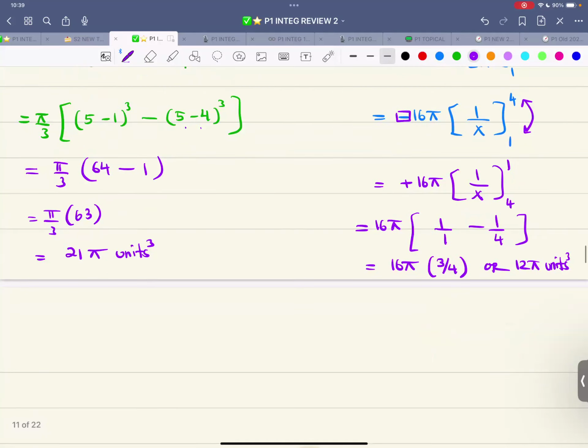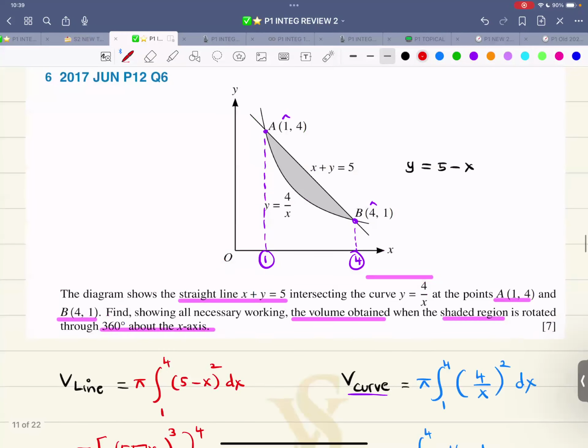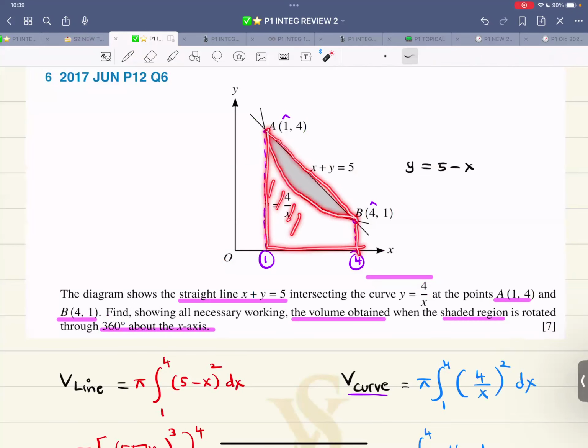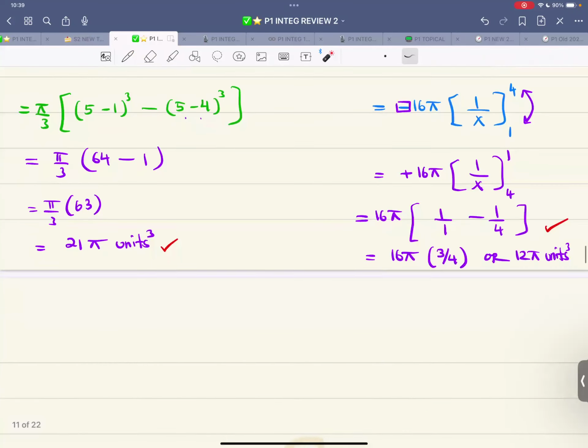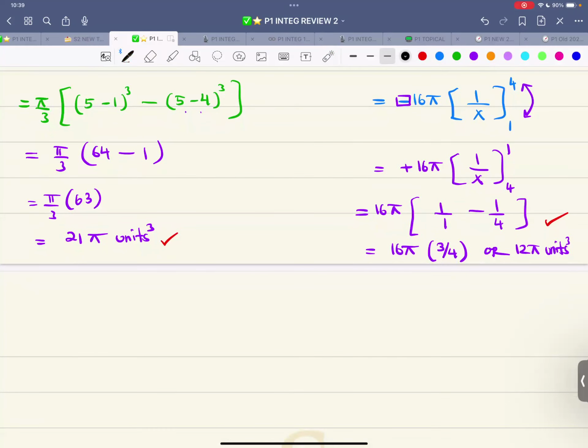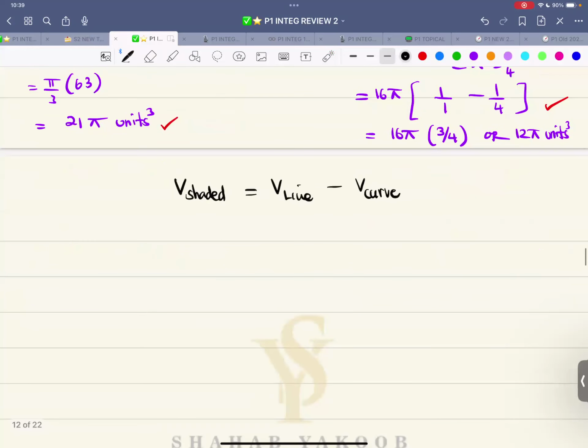Now the volume under the line is greater. The volume under the curve is lesser, which is naturally correct because the line is higher. It produces more volume. The curve is lower. It produces lesser volume. We want this thing in the middle. We want the difference. So therefore, it's volume produced by the shaded region, that is volume produced by the line minus volume produced by the curve, that is 21 minus 12. I have taken pi common out. That comes out to be 9 pi cubic units.